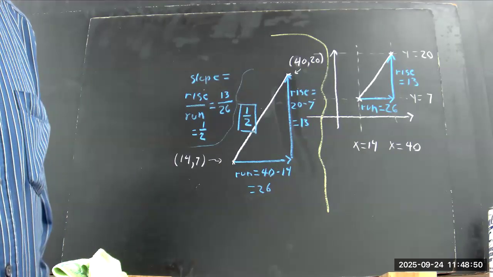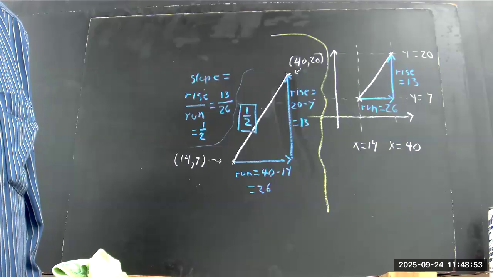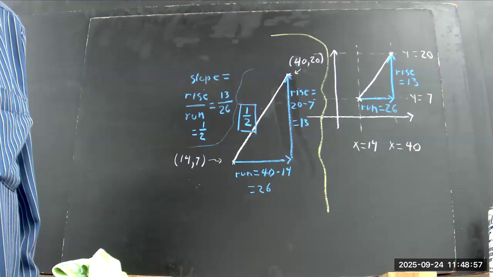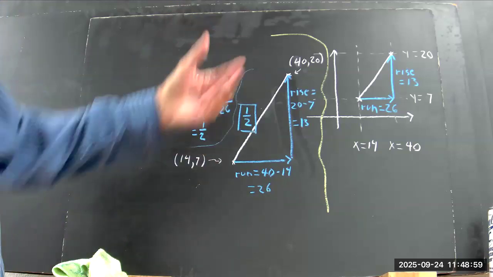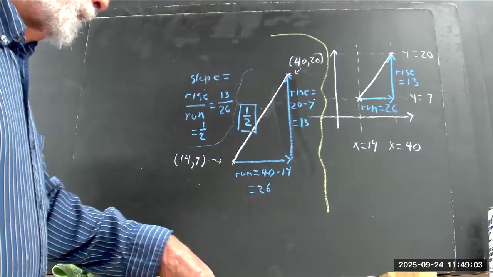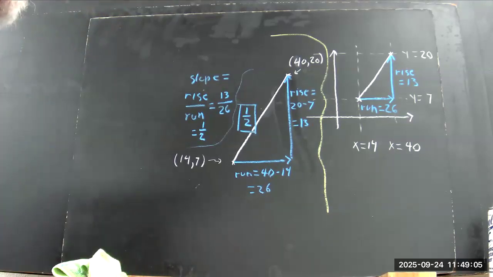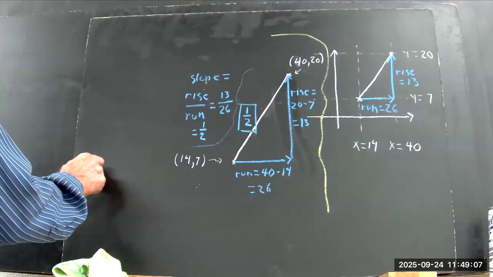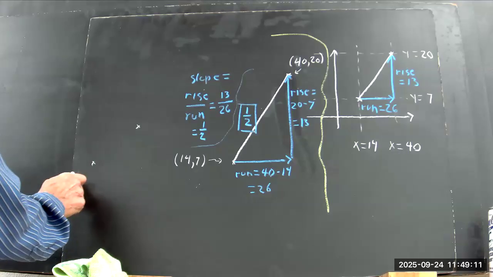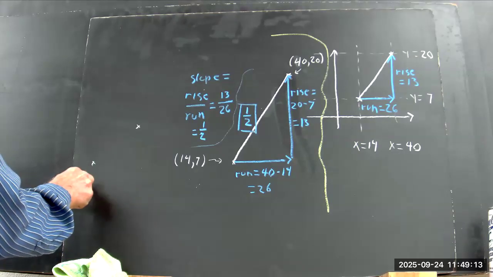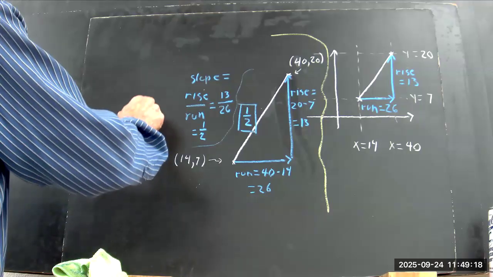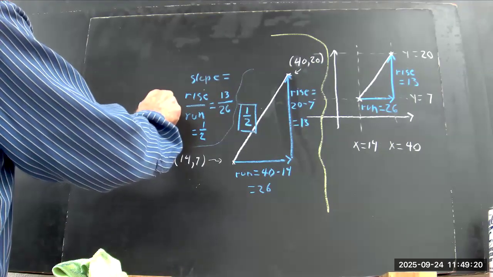Now your book is going to give you a formula. I recommend that you don't use that formula until you've drawn the picture. Okay? But the formula is just the same as the picture. I'll show you what the formula is. The formula will work for any 2 points. So let's say this point is x1, y1, and this point is x2, y2.